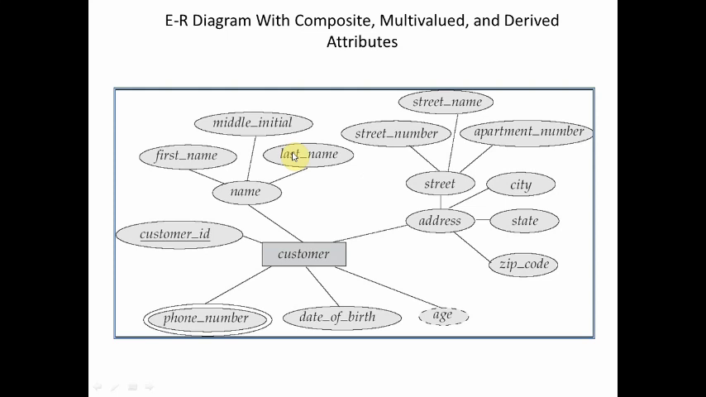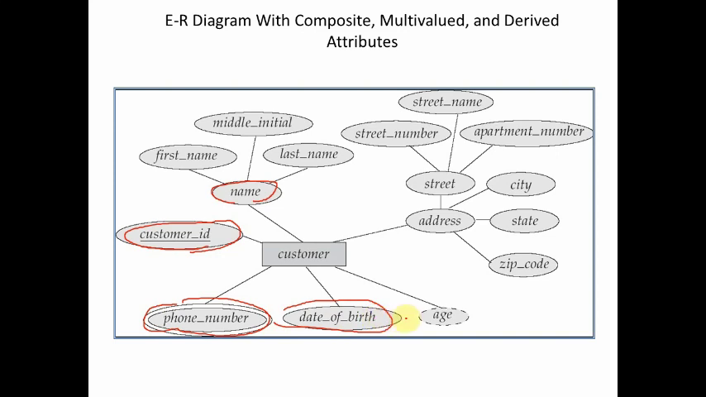Now here's a more detailed diagram. Here we have customer. Now if you look at customer, we have a name. That is the name for the customer, right? This customer has an ID, which we say that we're going to select as the primary key. But this customer also has a phone number, which is multi-valued. Now, again, we have date of birth.